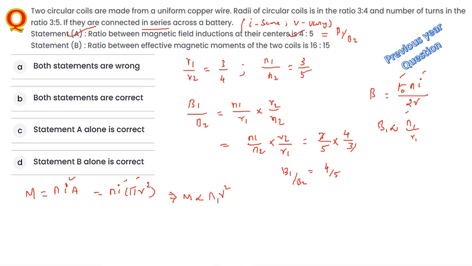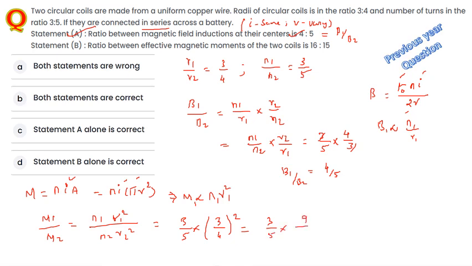M1 in this case, n1 r1. What they are asking here is m1 by m2, that is n1 r1 square divided by n2 r2 square. Now n1 by n2, what they have given here is 3 by 5. And r1 by r2, what they have given here is 3 by 4, so 3 by 4 whole square. Now 3 by 5 into this one here is 9 by 16.